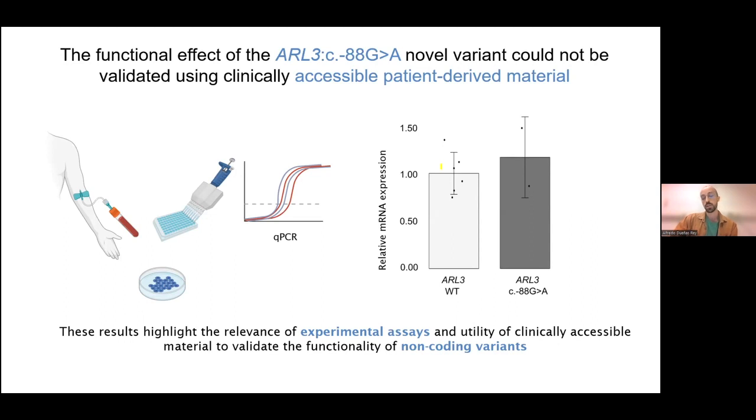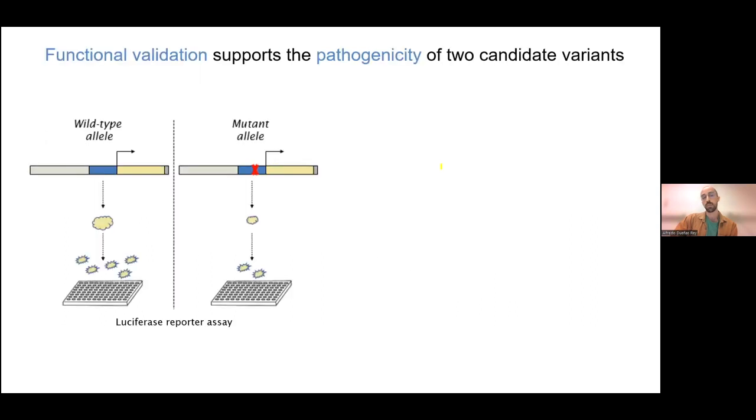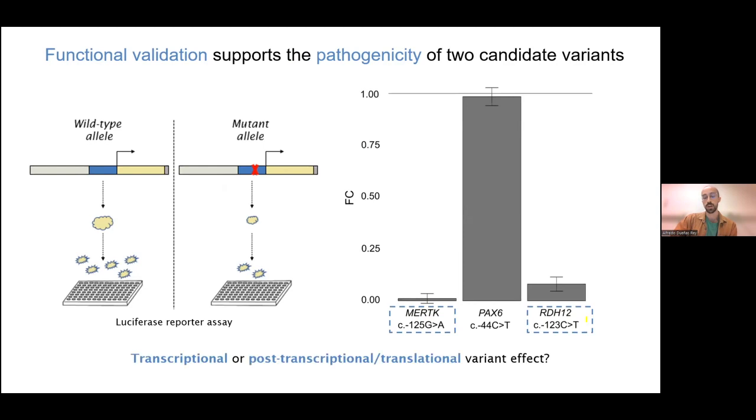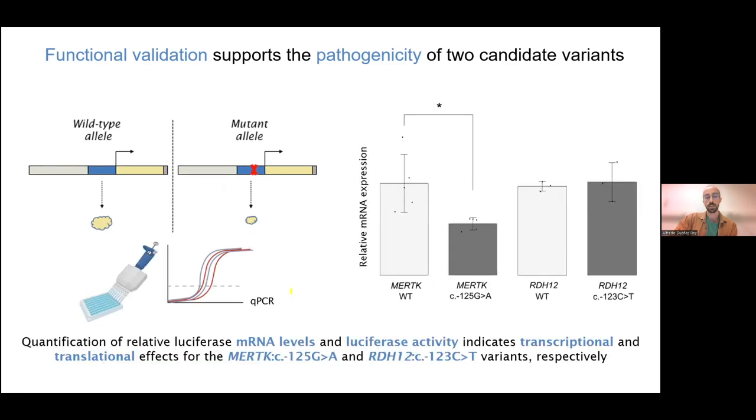For the variants for which we did not have access to patient-derived material, we performed luciferase assays and obtained results supporting the pathogenicity of 2 candidate variants, one in the MERTK gene overlapping its transcription start site, and the other one in RDH12, predicted to introduce an upstream open reading frame. As this is an indirect measure of protein levels, we also measured relative expression of luciferase, and our results confirm the predicted transcriptional and translational effect for these variants respectively.